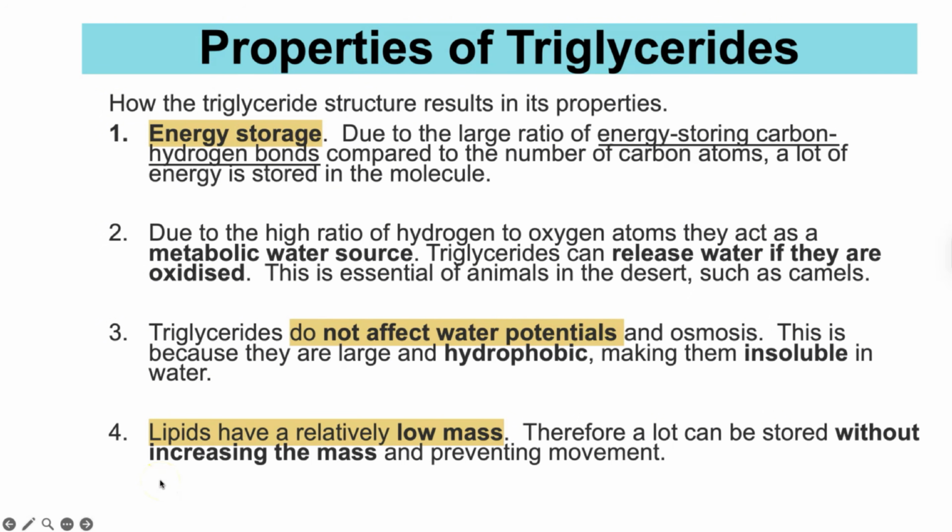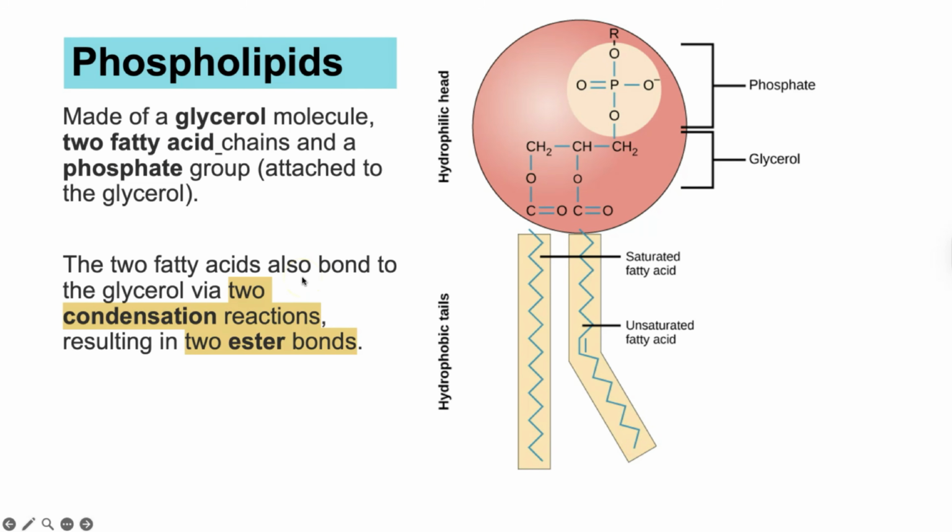Lipids also have a relatively low mass, and that means you can store a lot of these lipids without increasing the mass as much as, let's say, muscle tissue would, and therefore it's not going to impact mobility as much. So phospholipids, in contrast, have a very different function.